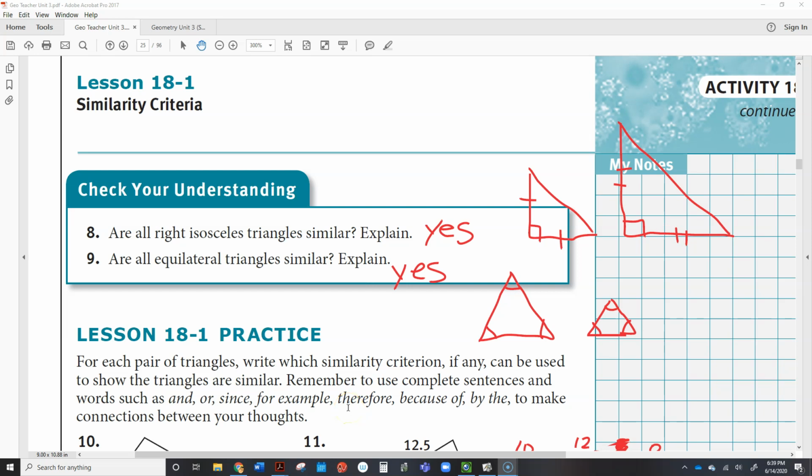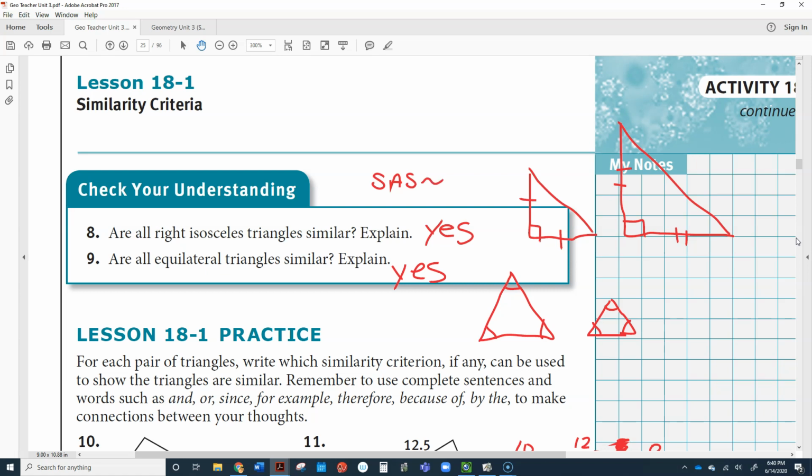All right, the answers to the 18-1 check your understanding and the 18-1 practice. Are isosceles triangles similar? Absolutely, by side-angle-side, because the fact that they're isosceles means this leg is equal to this leg, and that leg equal to that leg. That means the proportions will always be equal, because when I compare this leg to this leg, that ratio will be the same as this one compared to this one. And the included angle is the right angle, so they're always going to be equal. So yes, the answer is by side-angle-side similarity.